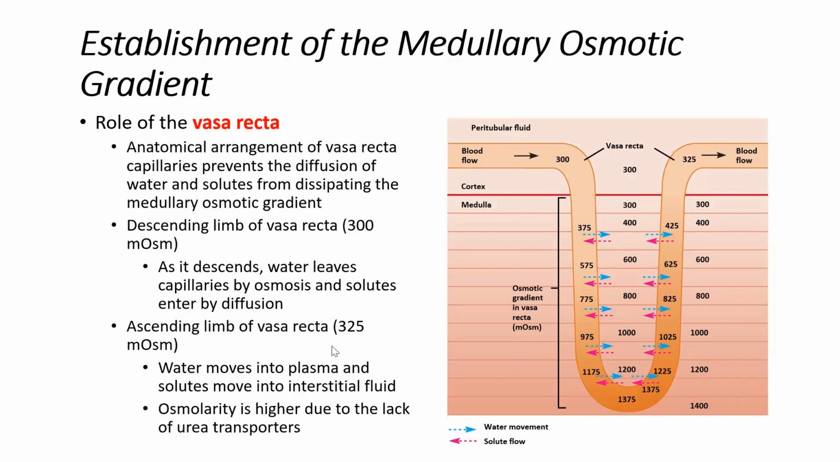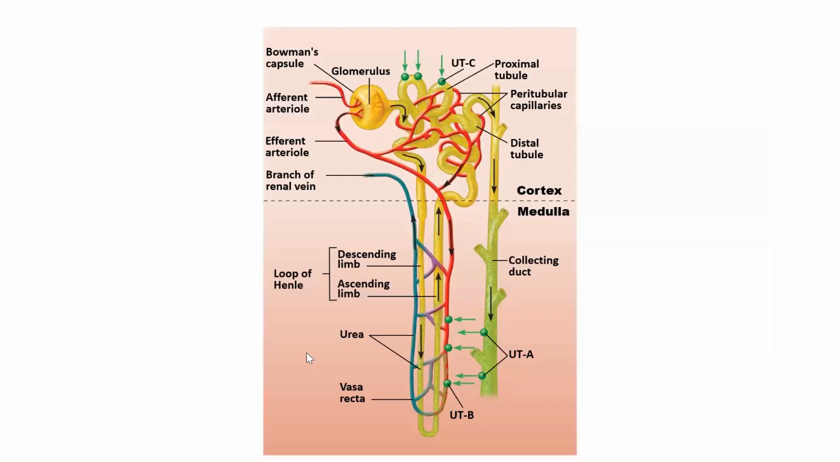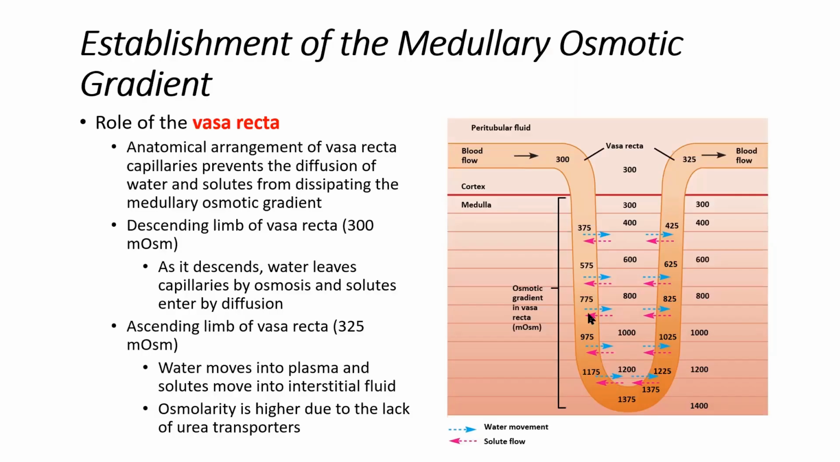On the other hand, we see the opposite scenario happening with the ascending limb of the vasa recta. Because the ascending limb of the vasa recta comes into contact with the descending limb of the loop of Henle, this is where we see water entering. So water that's coming in here is actually coming from the descending limb of the loop of Henle, right? So water moves in, right? Solutes are going to be moving in the opposite direction. And we would tend to lose our osmolarity here. This is where we would tend to lose our osmolarity, this ascending limb.